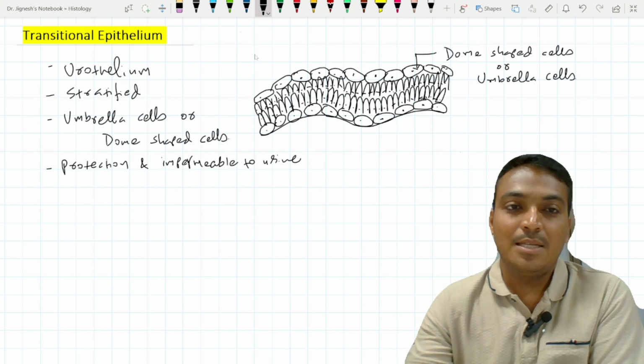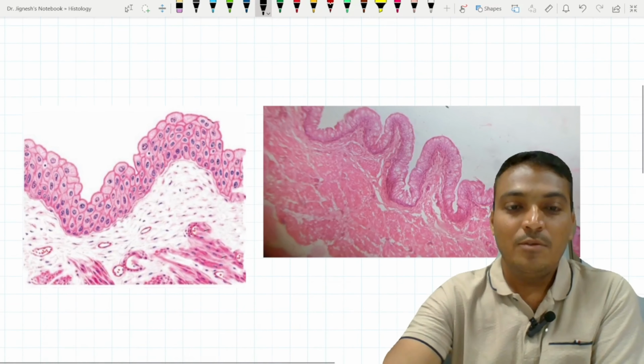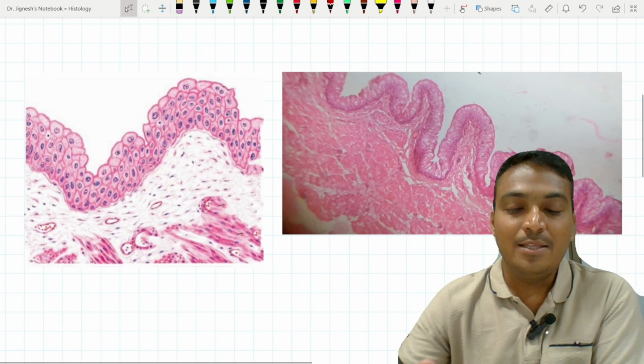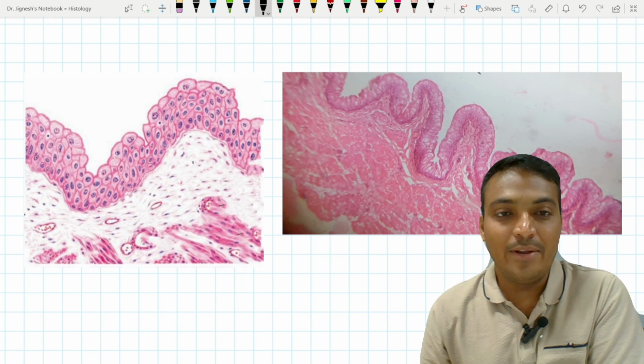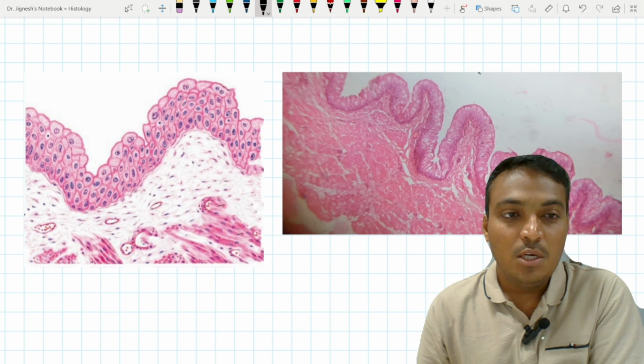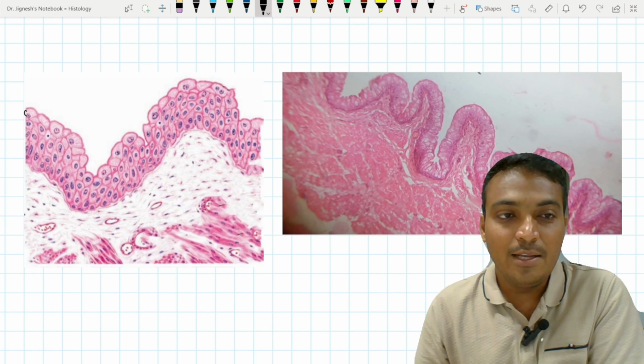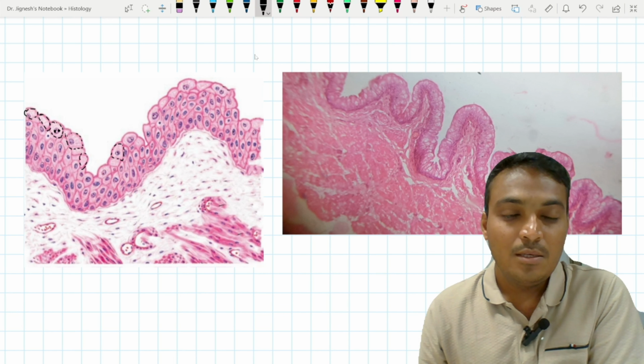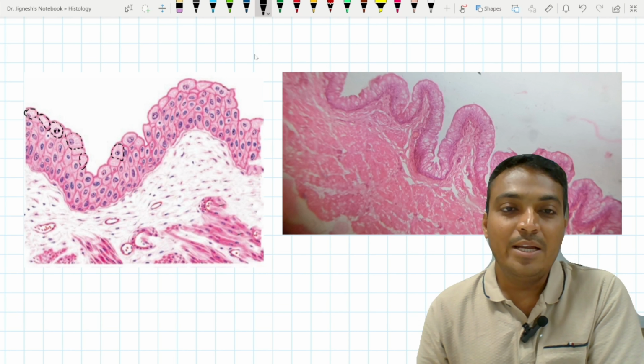Now let's see the slide of the transitional epithelium which we have here on the left side. This is the schematic image of the transitional epithelium, where you can observe the superficial most cell layer is dome shaped, made of a special type of cells having either a single nucleus or more than two nuclei. These are the large cells, and these are the dome cells or the umbrella cells.